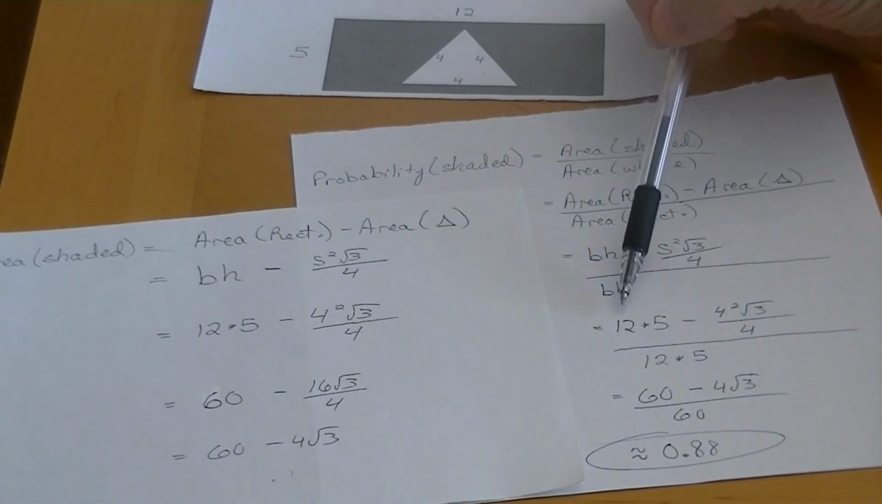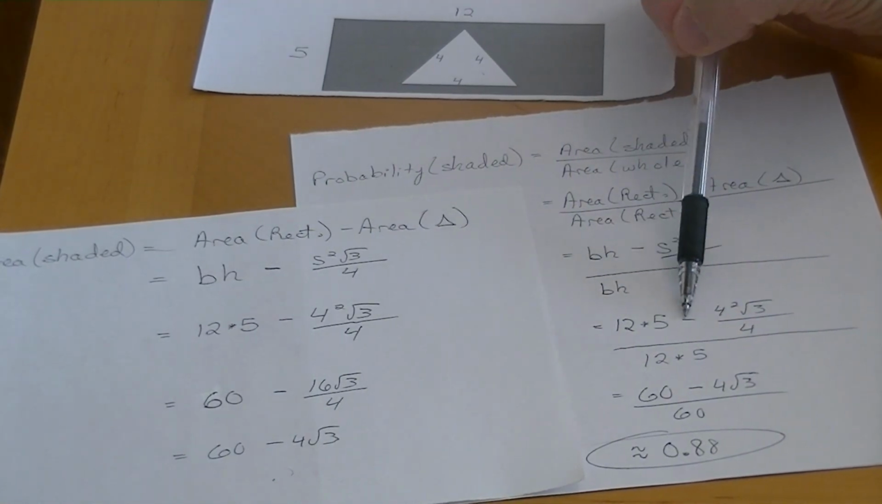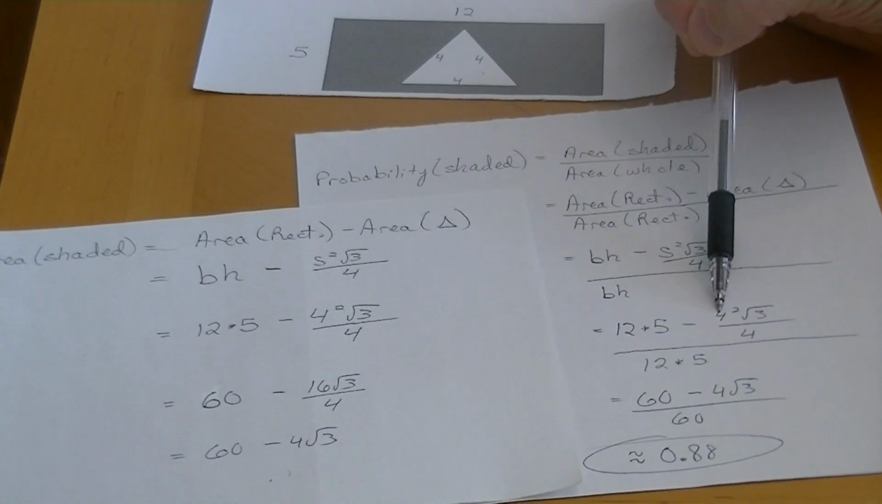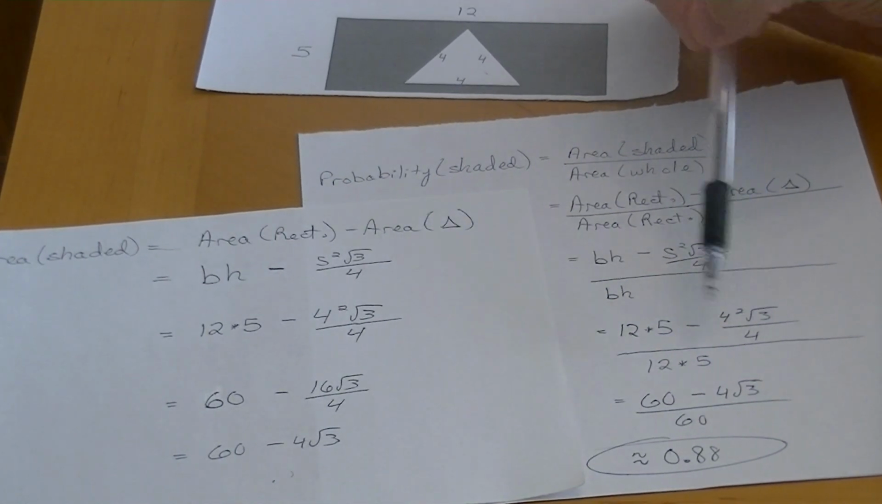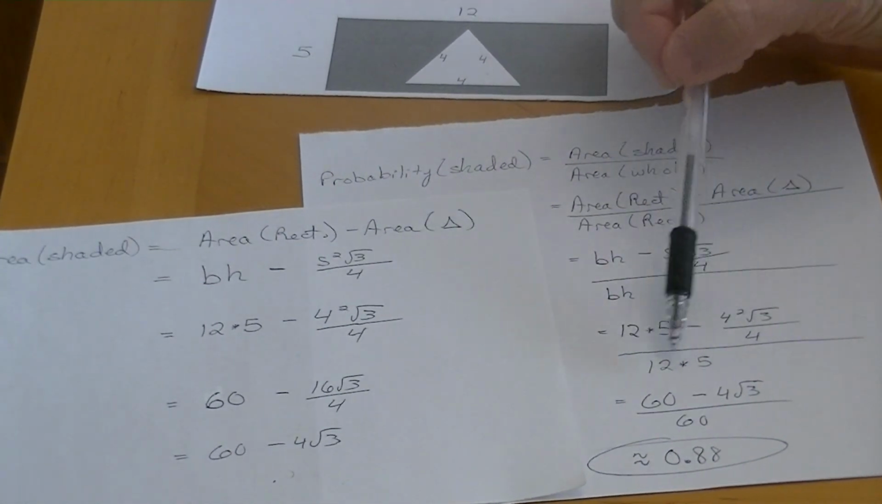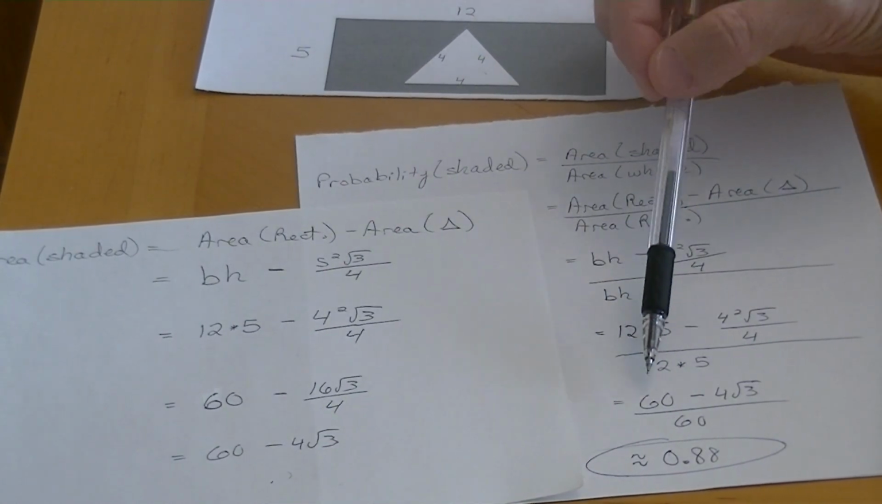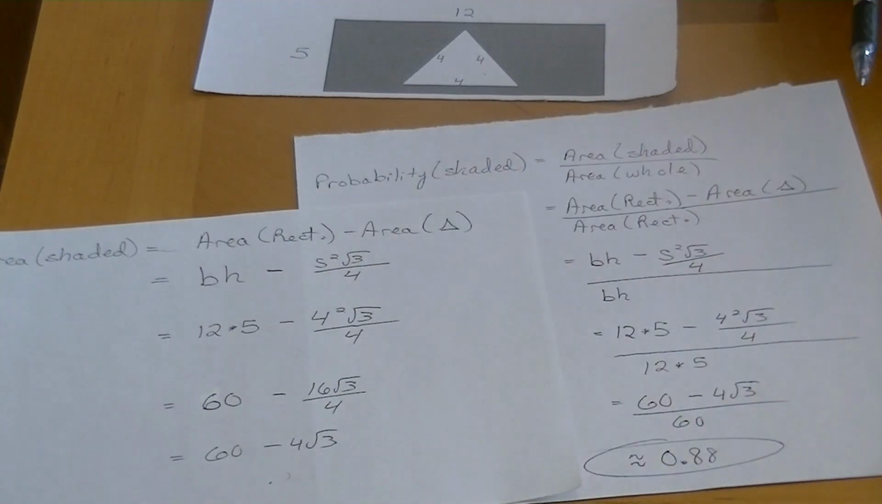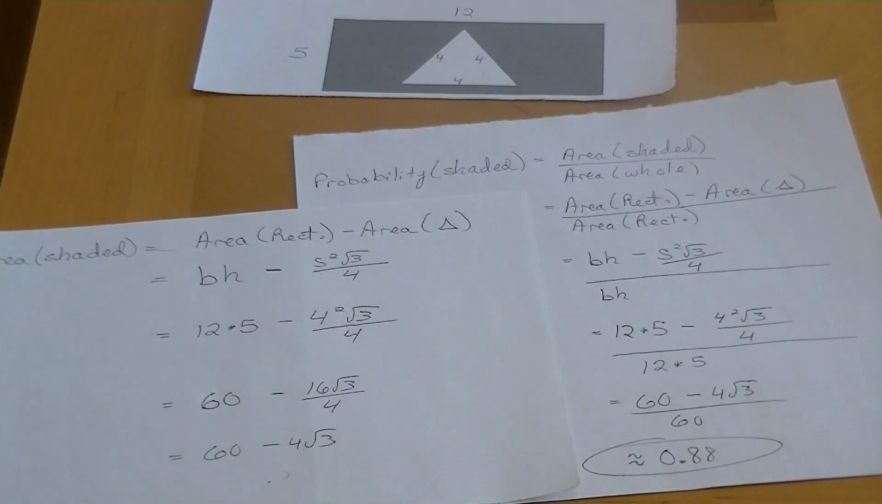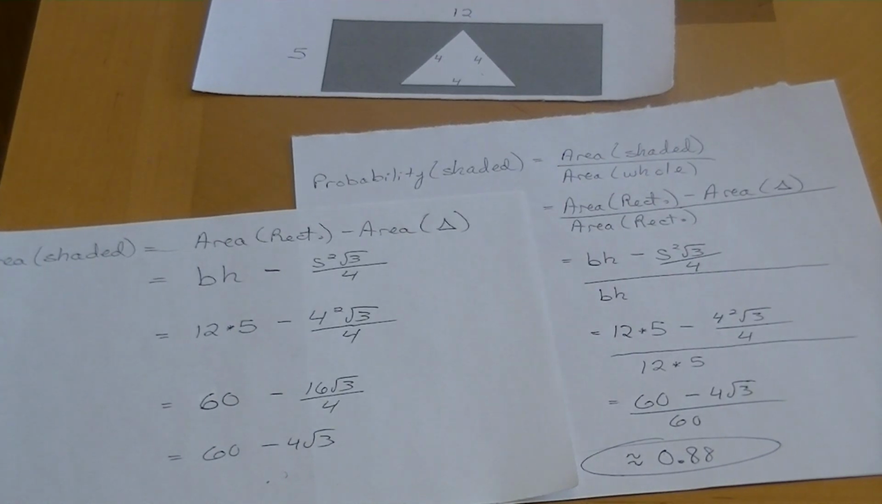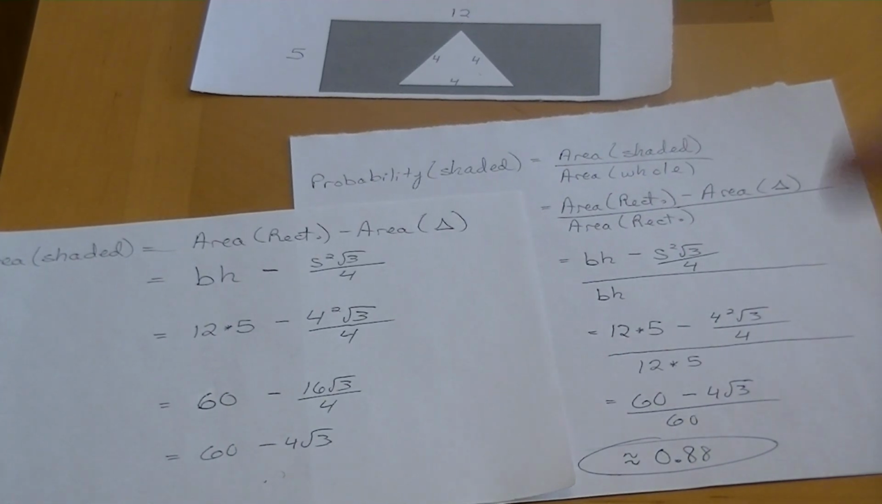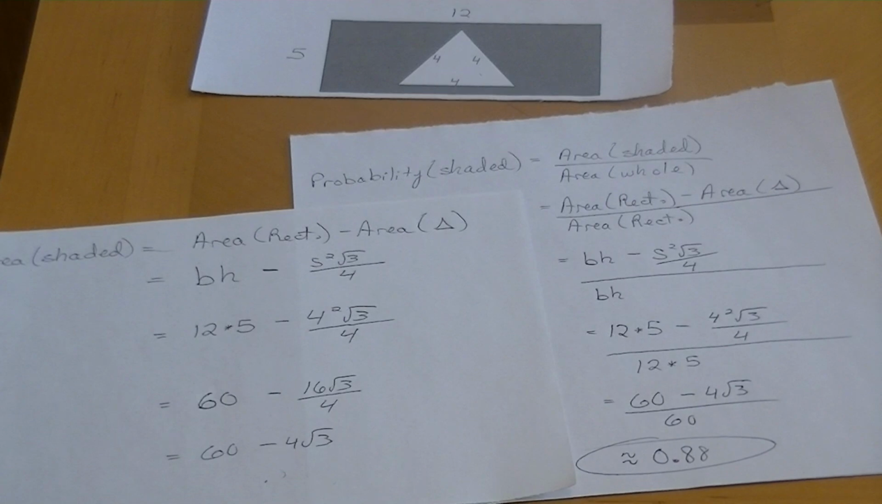Then I put in my values, base times height for the rectangle, side of the equilateral triangle, squared times root 3 over 4, and I'm dividing by 12 times 5, the area of the rectangle. So the exact answer comes out to be this. And we're going to be rounding these off in the homework that I assign you to the nearest hundredths. So I'm going to show you in a moment how to put this in your calculator. We should get 0.88.